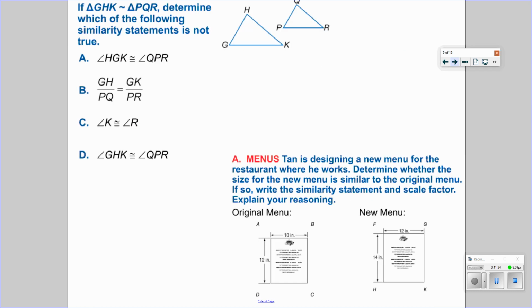All right. Go ahead and answer these two as well. Everyone was right for this first one. Wonderful. What about the next one? They're not similar. 10 over 12, and then 6, and then 12 over 14 are not the same ratio.